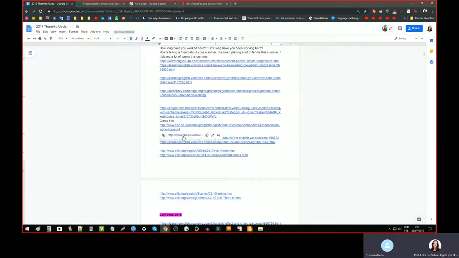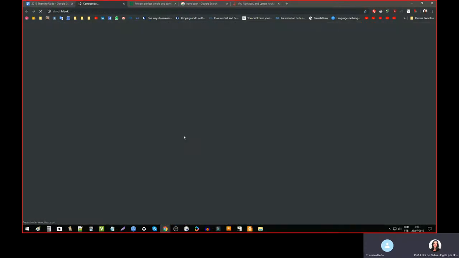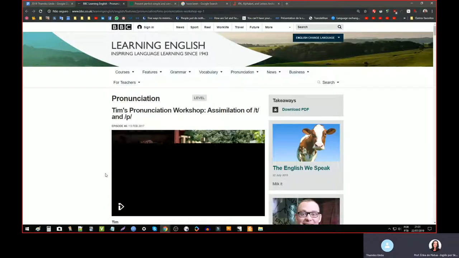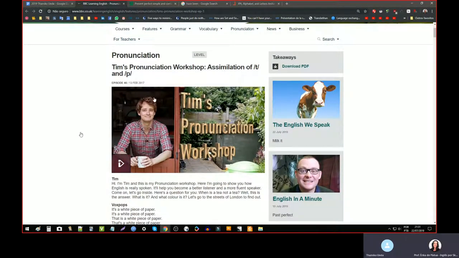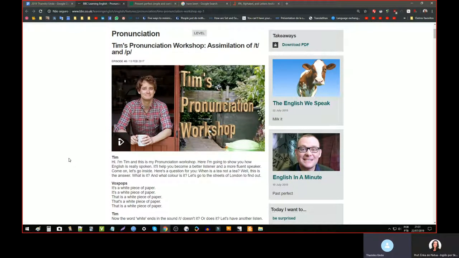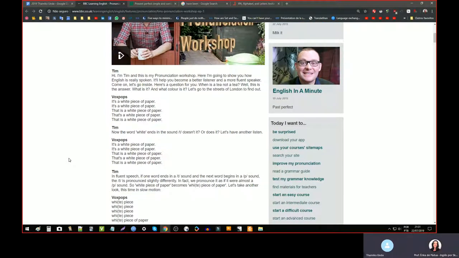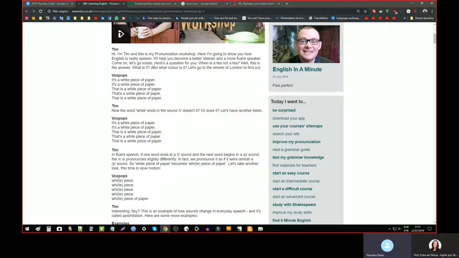I found it. So what happens when one word ends in T and the next starts with P? We link the sound. We don't pronounce the T. It's an assimilation. We just pronounce the P. White piece of paper. This is so cool. Don't you think?